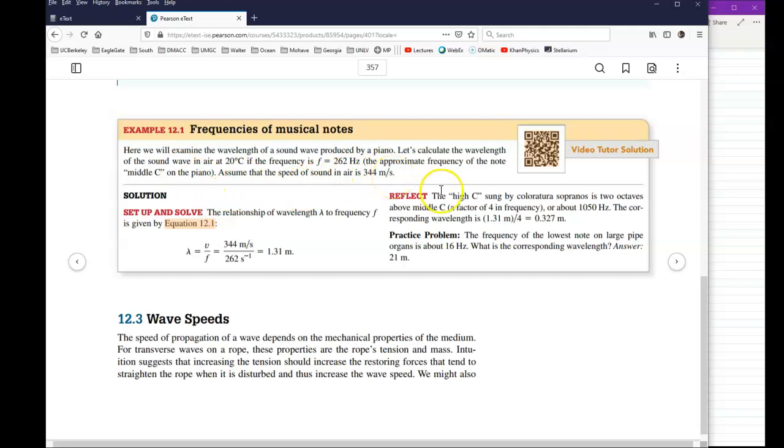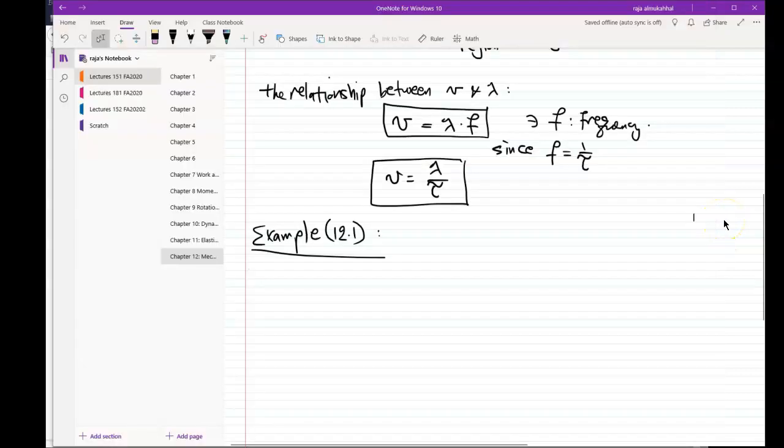Okay, so basically what he's saying, if you have a sound wave, and by the way, sound is a longitudinal wave, it's not transversal, he didn't mention that, but anyway, so we have here the frequency is 262 hertz, and he said the speed of sound at 20 degrees, by the way, the speed of sound changes with temperature, so they said the speed of sound is 344 meters per second. Now he's asking for what is the wavelength.